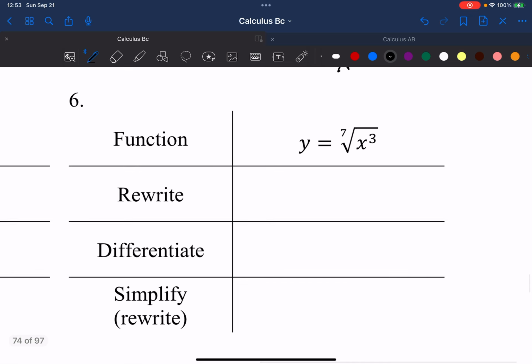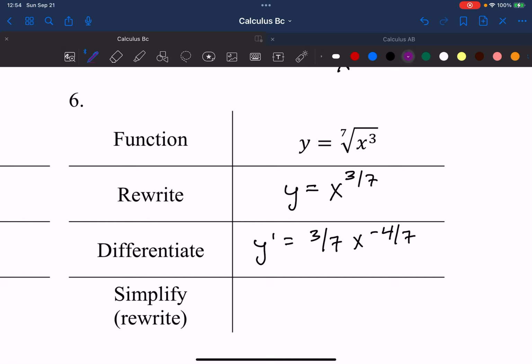Okay. y is equal to the 7th root of x cubed. We know that this is the same as writing y is equal to x to the 3/7 power. So the derivative of this would be 3/7 x to the whatever 3/7 minus 1 is, so negative 4/7. So think of it like this: we did 3/7 minus 7/7, which is negative 4/7.